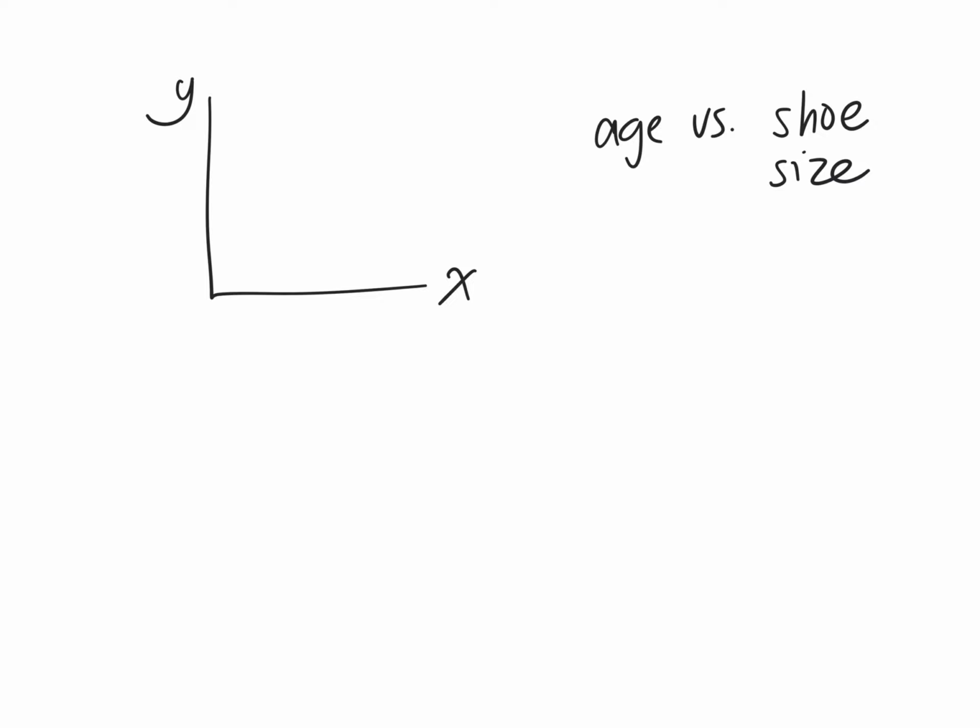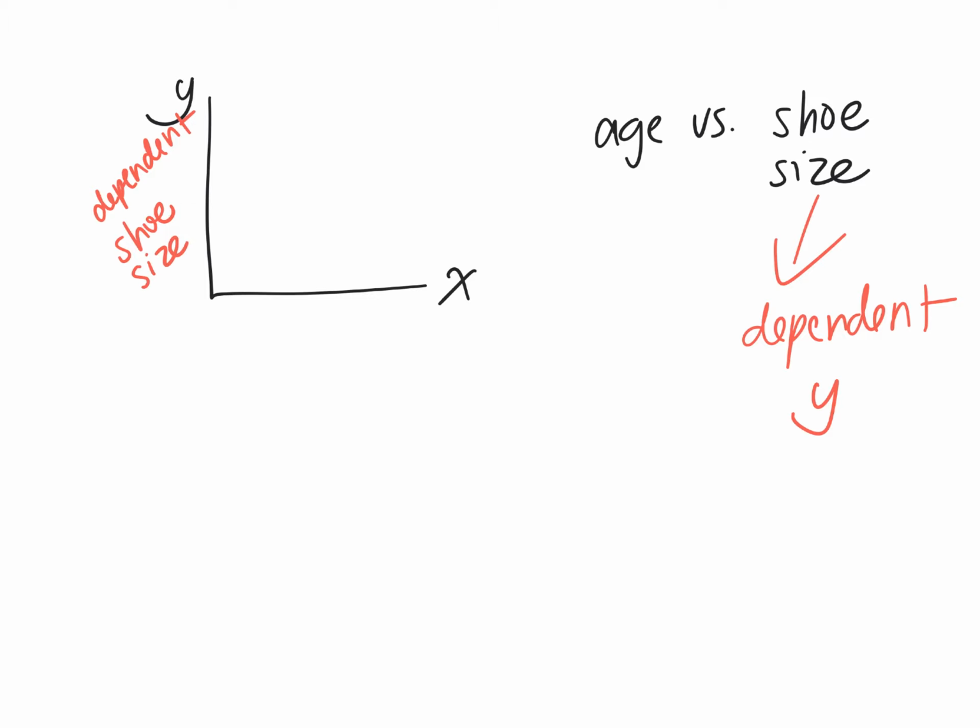Think about this. Does your shoe size depend on your age? Yes or no? Yes. So shoe size is dependent. And which axis do we always put the dependent variable? X or Y? Y. Y is always dependent. That's why I went over this. Your shoe size would go here, and then your age is independent. I want you guys copying this down.